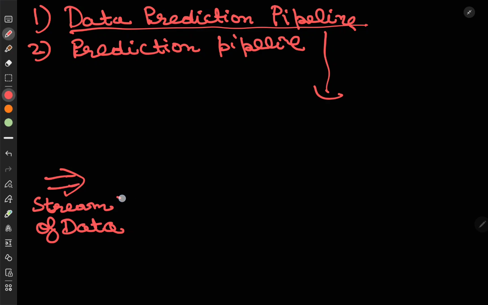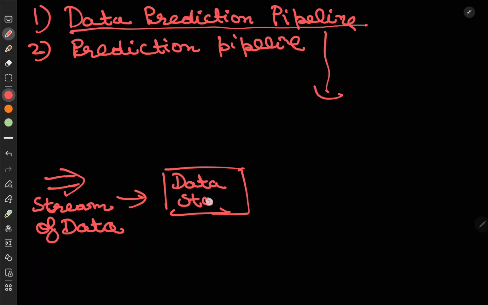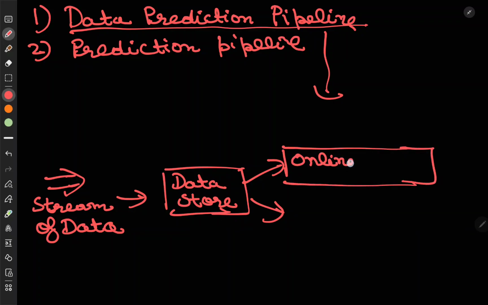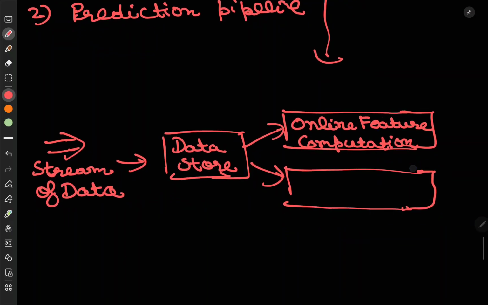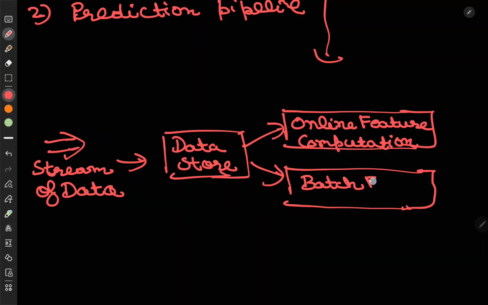So here there will be a data store where the data is coming. Okay, there will be two things here, that is online feature computation, second could be your batch feature preparation. Now what are these two exactly? I'll tell you. See, batch feature preparation takes care of all the data for taking care of your personality.